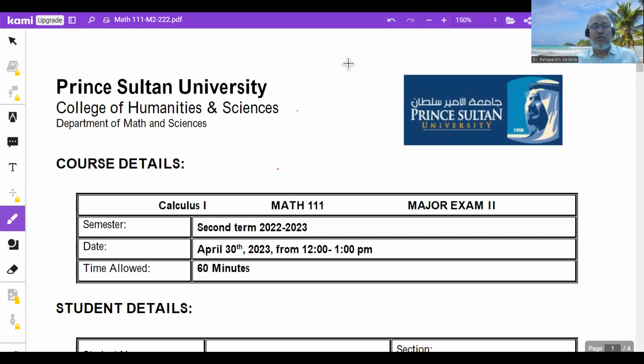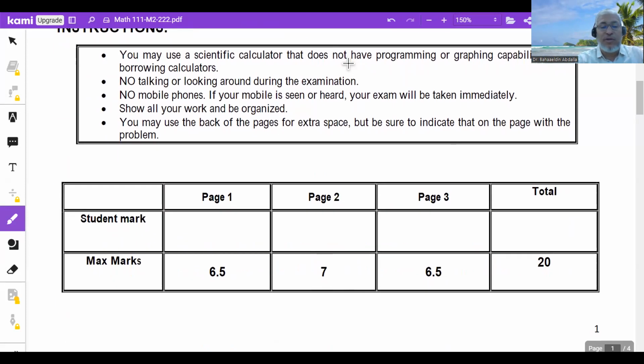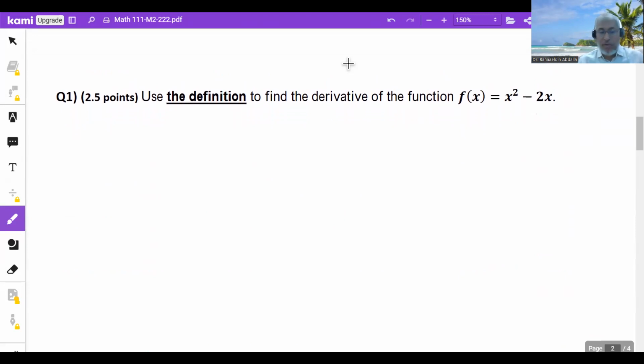And this is Major 2 of Calculus 1, Math 111, Term 222. Let us solve the major together. First question, use the definition to find the derivative of this function.